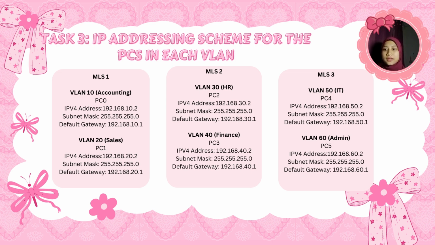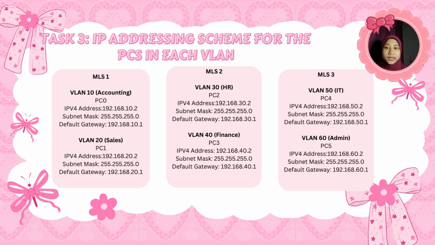And then for the other VLAN on MLS2, the IP address is 192.168.15.2. The subnet mask is 255.255.255.0 and the default gateway is 192.168.50.1. Moving on to MLS3, the IP address for the next VLAN is 192.168.50.2. The subnet mask is 255.255.255.0 and the default gateway is 192.168.50.1.